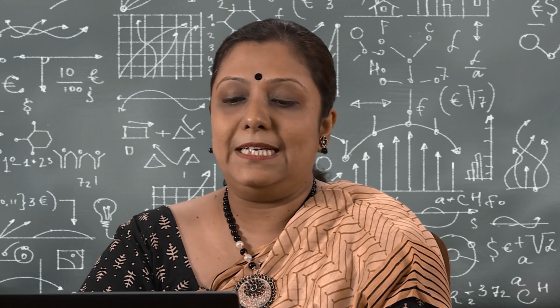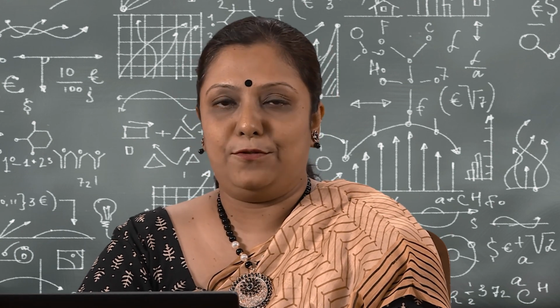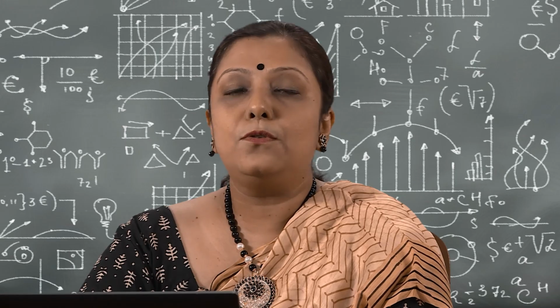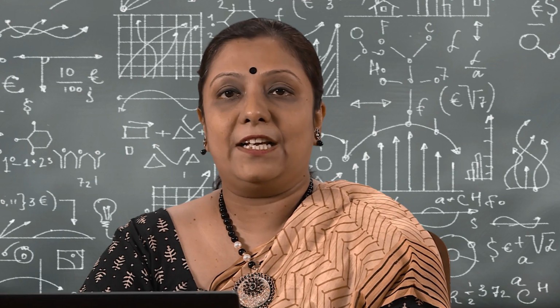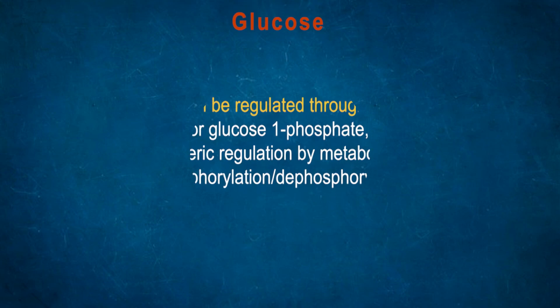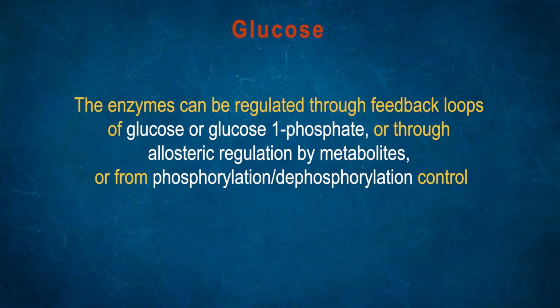Another regulation is by the breakdown of glycogen. To break down or to synthesize glycogen, two enzymes are there, glycogen synthase as well as glycogen phosphorylase. These two enzymes are regulated via feedback loops of glucose or glucose 1-phosphate, or allosteric regulation by metabolites, as well as covalent modifications via phosphorylation and dephosphorylation, controlled via protein kinase A.